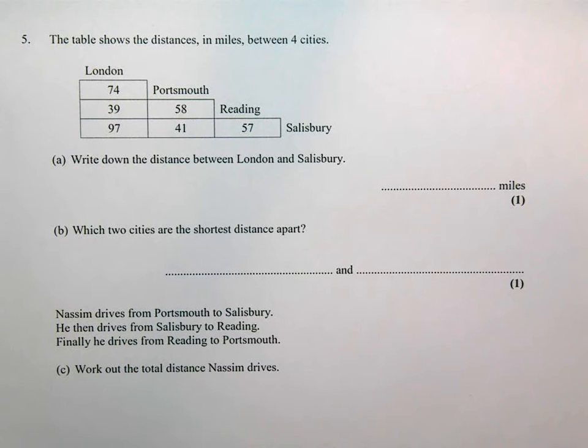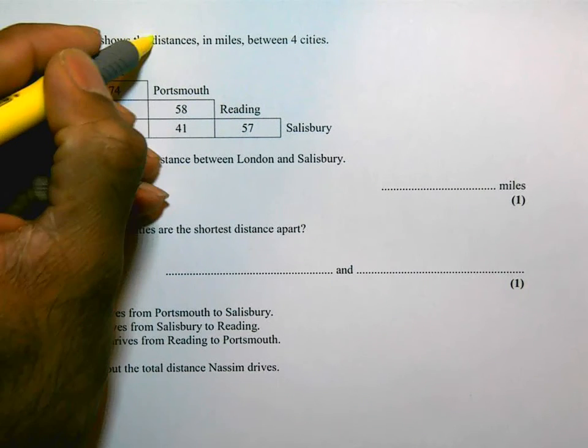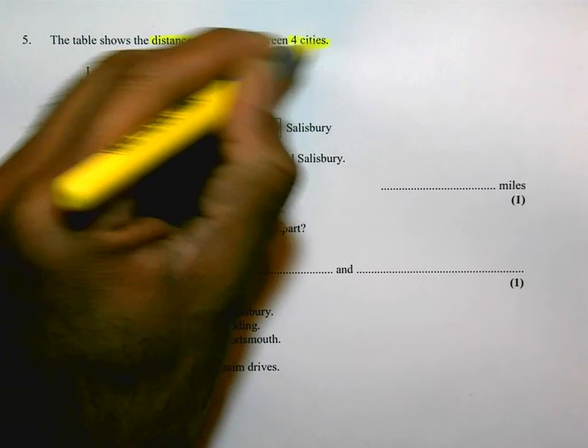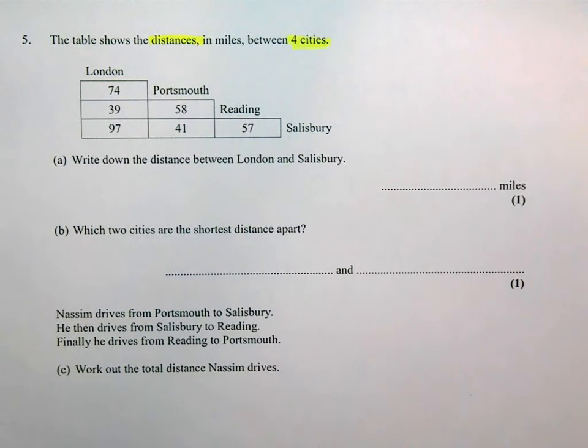Okay, this is question 5 on the paper, a calculator paper. Question 5 says, the table shows the distances in miles between 4 cities. This type of table is used to show the distance between 2 places on a grid, so it helps you work out how to get from one place to another really quickly.